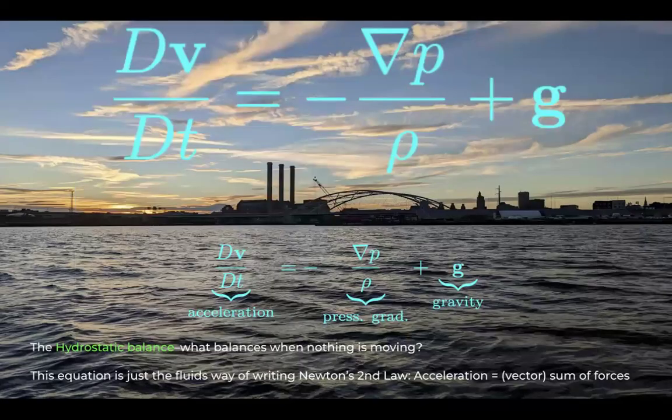Okay, so here we go. I've written it much bigger and I've added gravity. And this is not obviously bold, but that's a vector gravity. So we're not sure what direction it's pointing. So this is the acceleration. This is the pressure gradient. This is the gravity. Good.